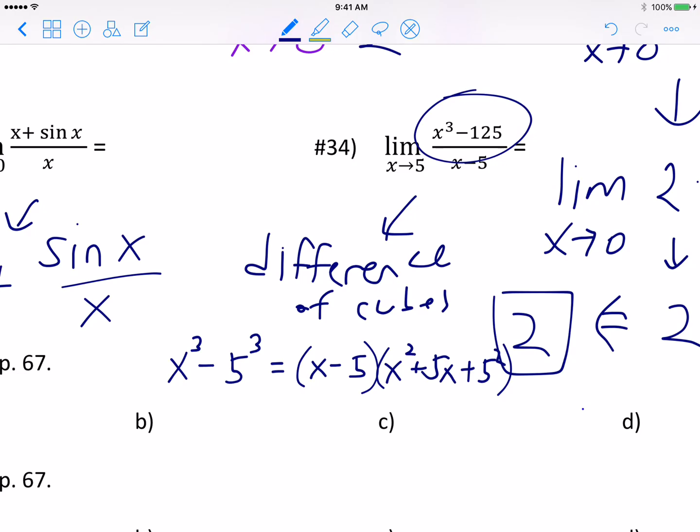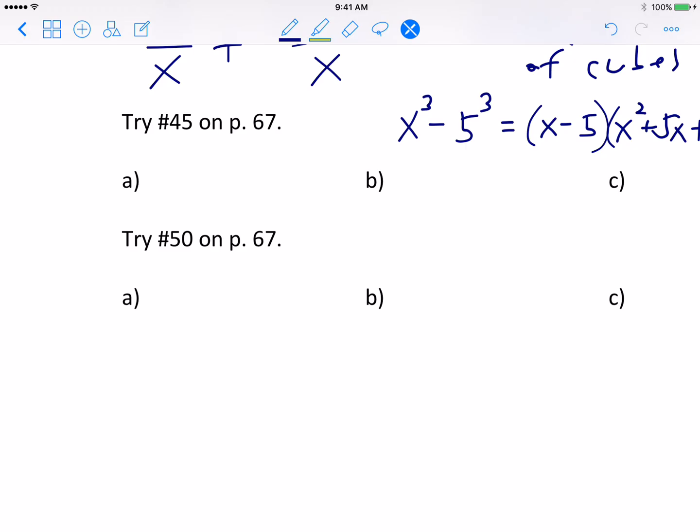As for the rest, I would try number 45, check the answers in the back, try 50, check your answers with your neighbors, and then I'll answer more questions that you have on the homework or this lesson in class.